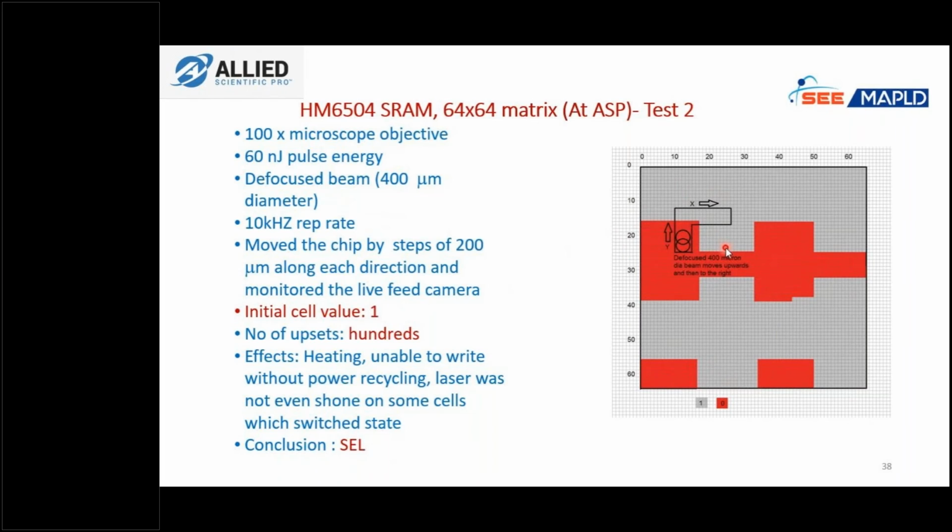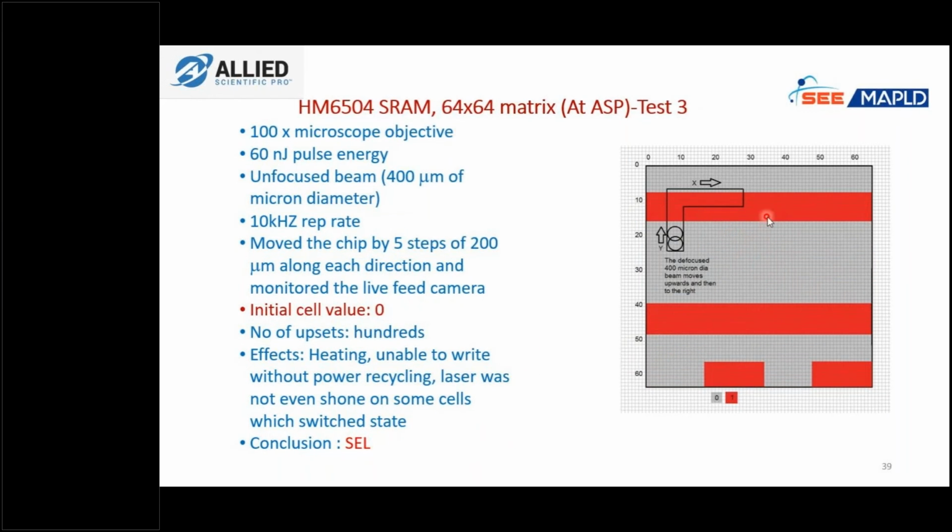And the chip got very hot, extremely hot, which shows a large current, and we couldn't write a 1. The initial cell value was 1, and the red ones all turned to 0, and we couldn't write a 1, it wouldn't accept that. The only way to fix that would be to recycle the power, and then we could write a 1 on these 0 cells. So this clearly showed a single event latch up case.